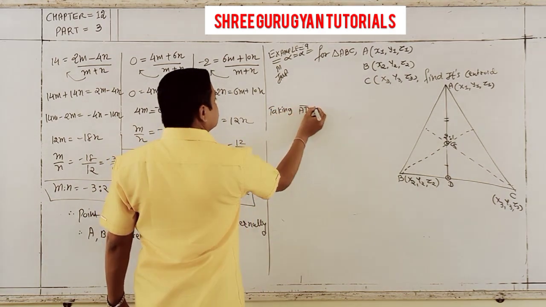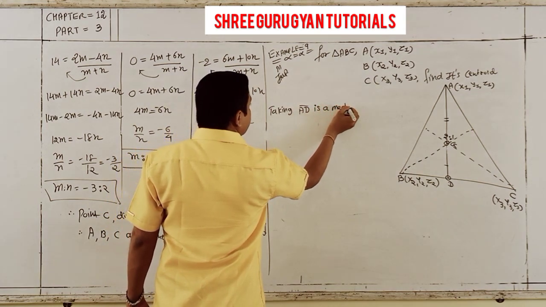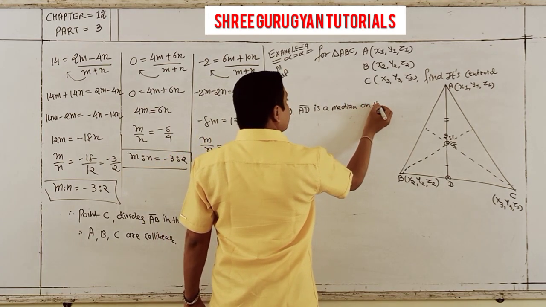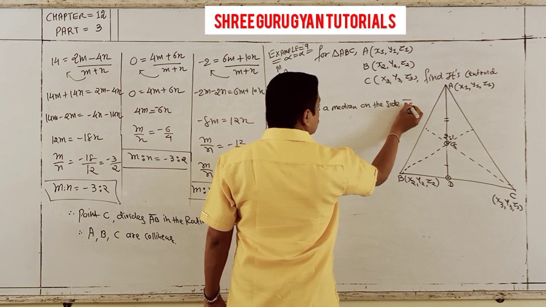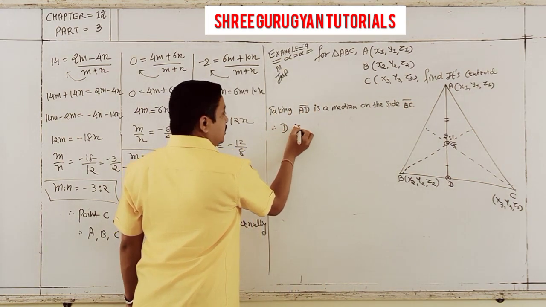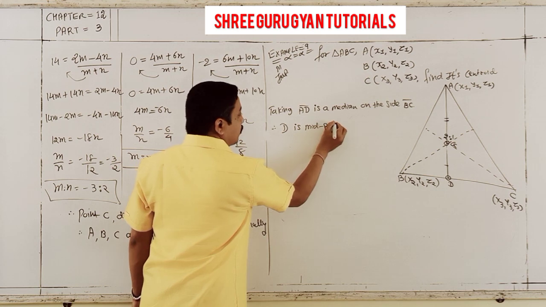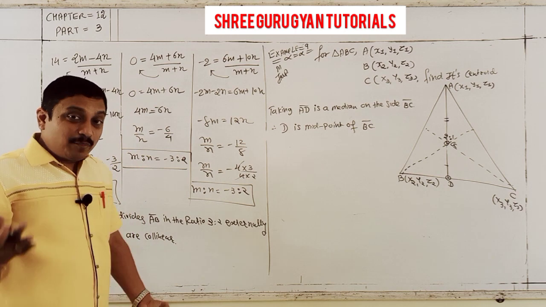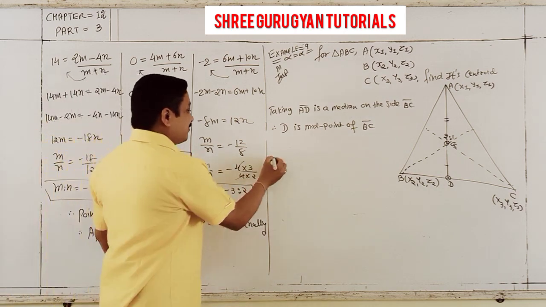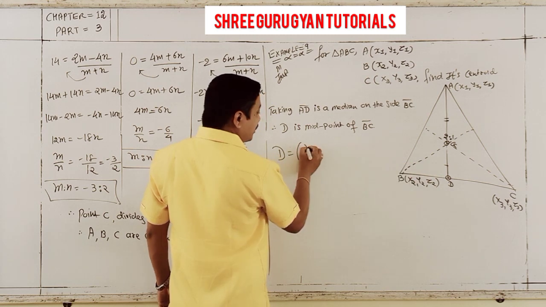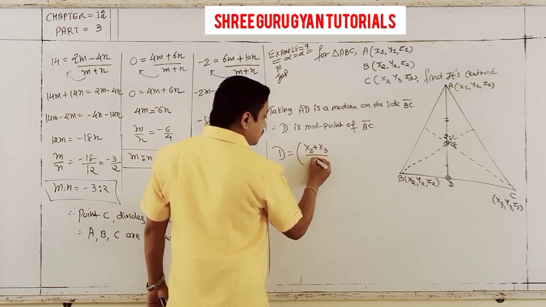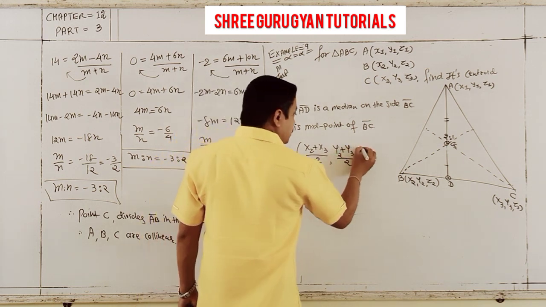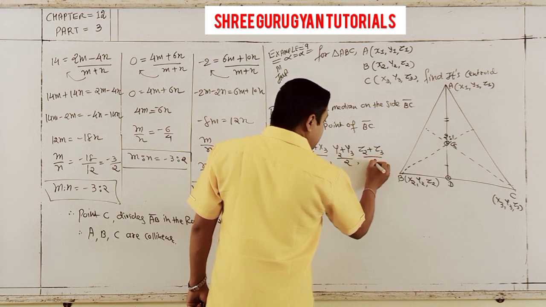Yes, taking AD, which is a median of side BC. Therefore, D is the midpoint of BC. Now apply the midpoint rule for the D coordinate. Therefore, the D vertex is the midpoint of B and C: x2 plus x3 by 2, y2 plus y3 by 2, and z2 plus z3 by 2.